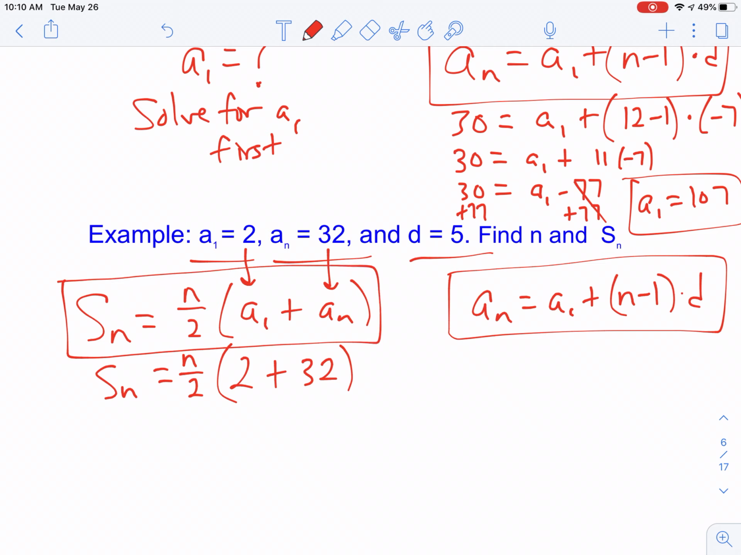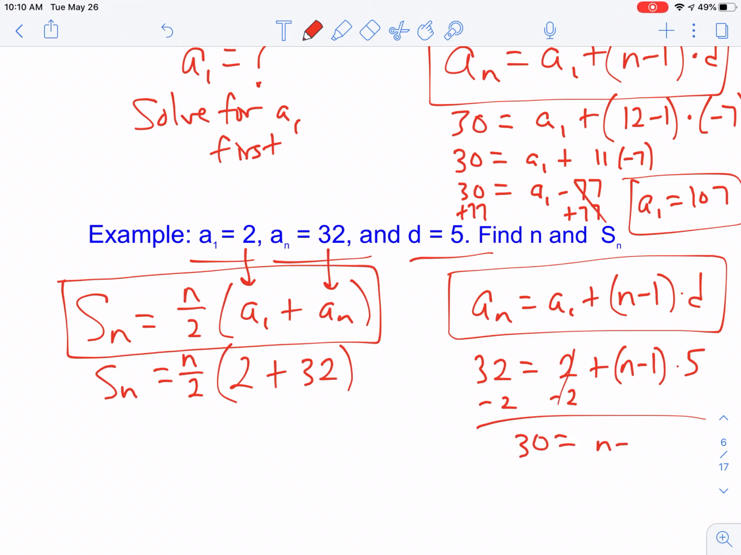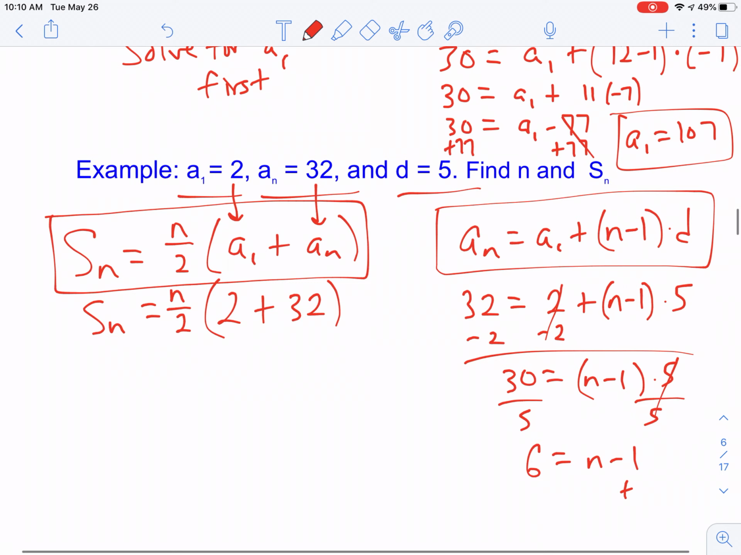Okay? So we know AN is 32. We know A1 is 2. We don't know N yet. And we know D is 5. So now we got to solve this for N. So we're going to subtract 2. So 30 equals N minus 1 times 5. I'm going to divide by 5. We get 6 equals N minus 1. Add 1. Boom, we got N. N is 7.